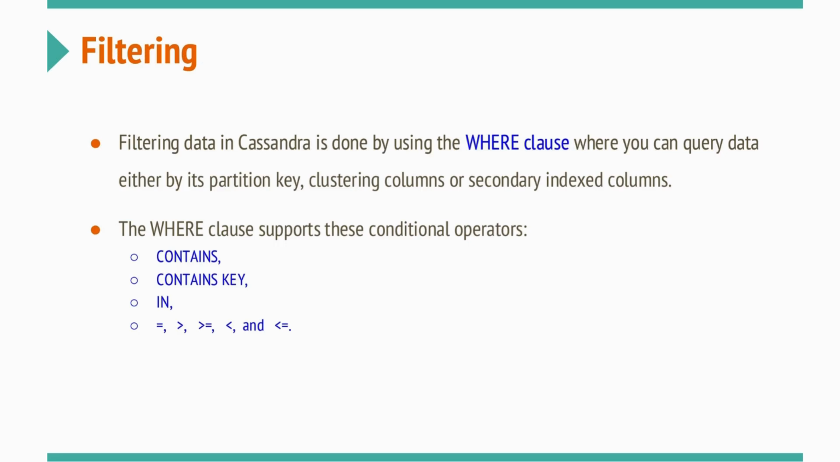So, to recap filtering. All filtering in Cassandra is done using the where clause. You can always query by the partition key. You can also perform range queries on your clustering columns. And if you've created one, you can query a secondary indexed column. The where clause supports several operators including equals, greater than, less than, in, contains, and contains key, which are used for querying collection types.